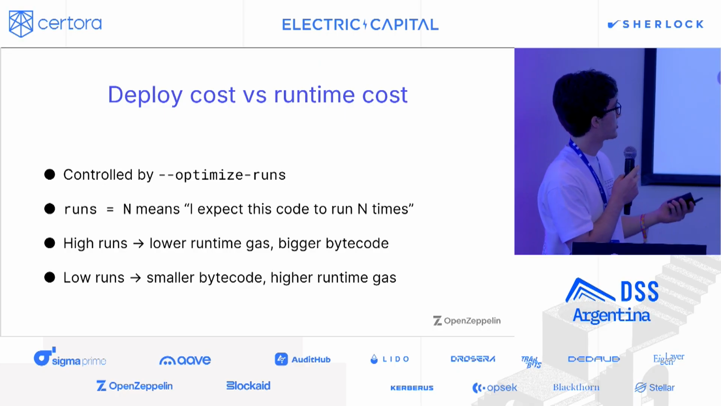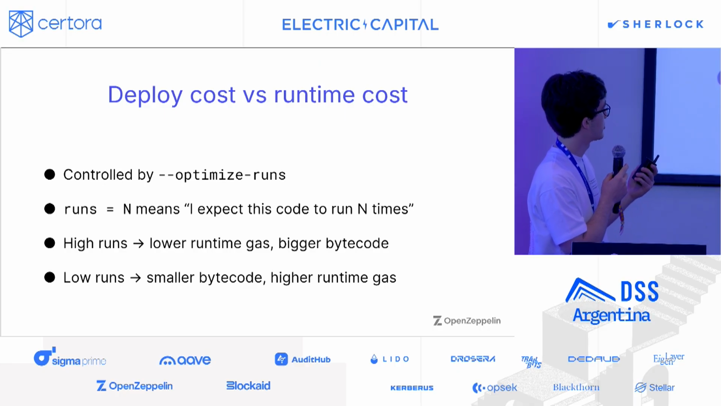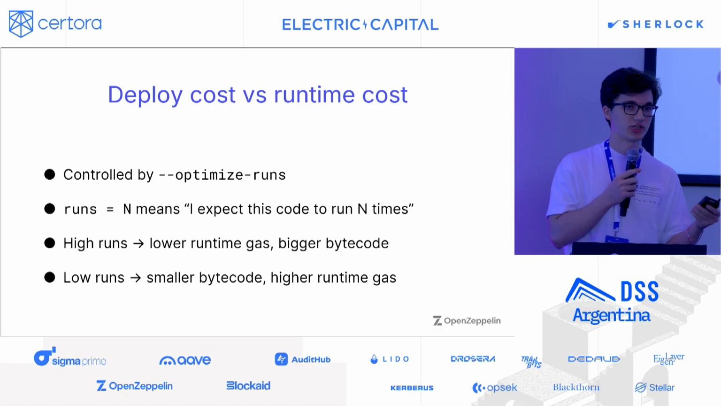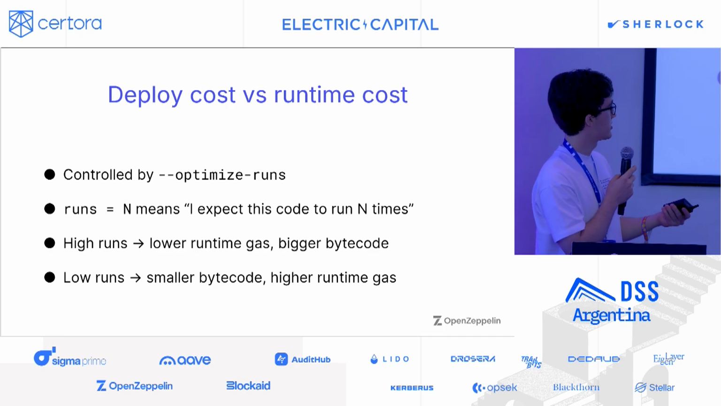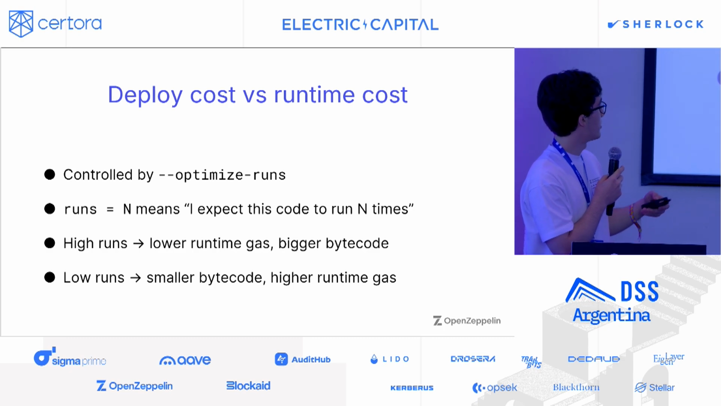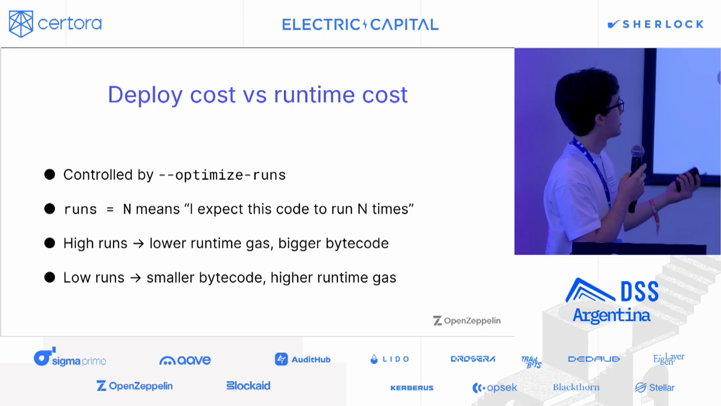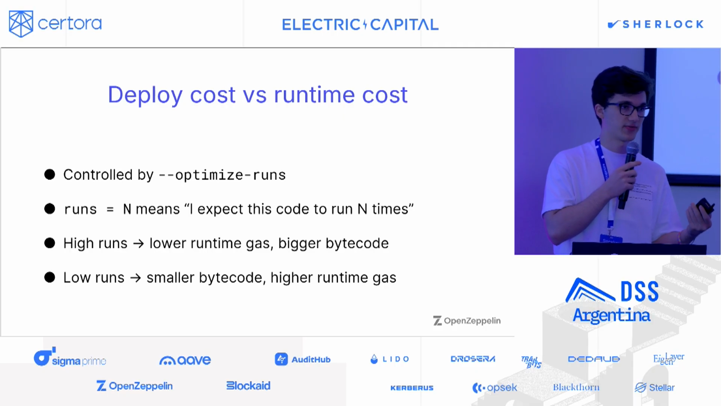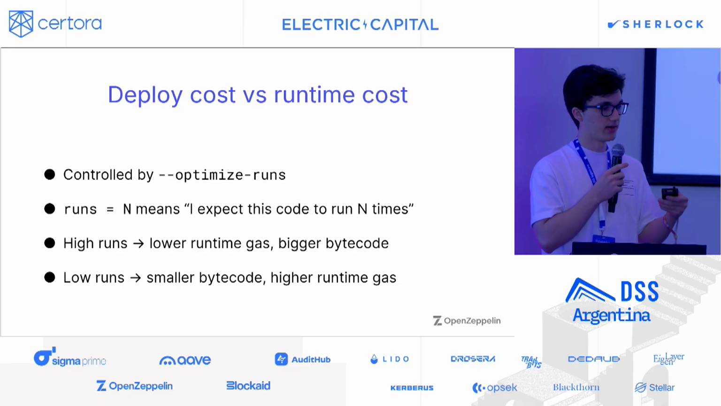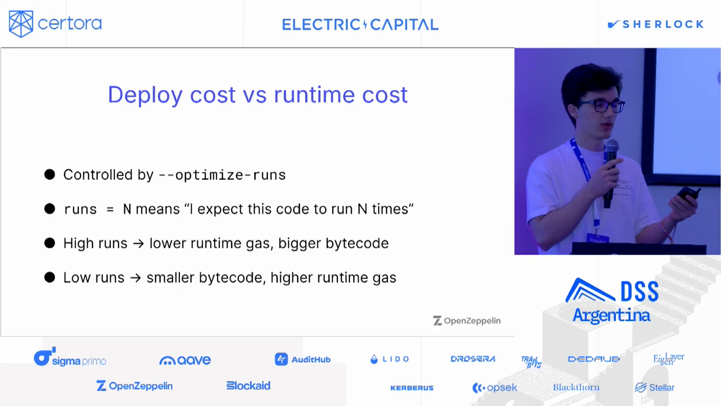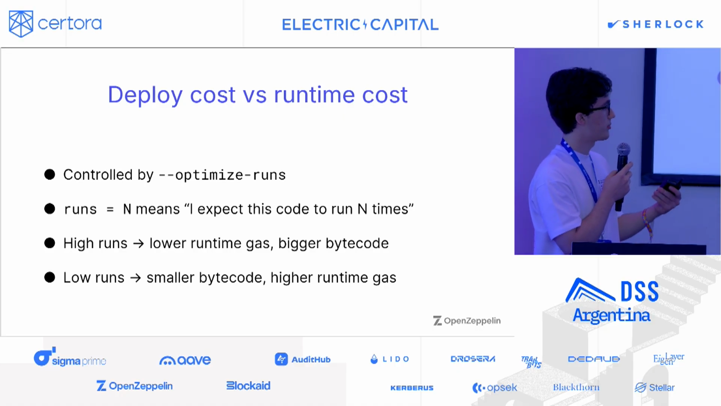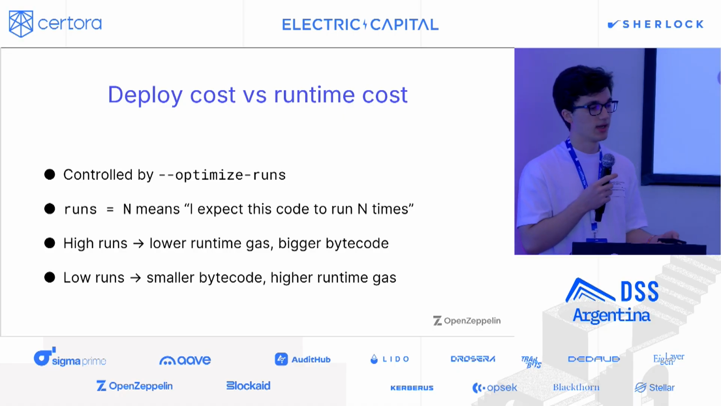There is the infamous optimizer runs parameter that actually says how many times you expect each opcode to be run during the contract's life. If you put a high number of runs, you say, I expect this code to run n times, and the optimizer is free to expand the bytecode potentially, but lower the gas costs. And the same thing works for lower runs. If you set lower runs, the bytecode will be smaller, but the execution will be more expensive.